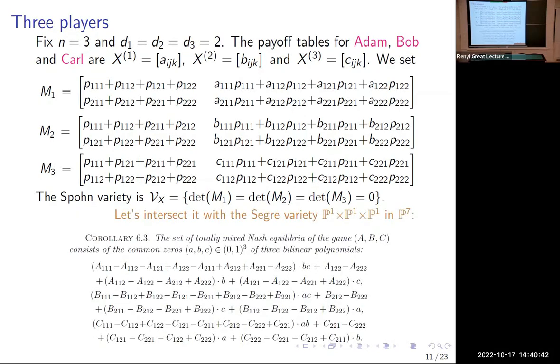Now, to get the Nash equilibria, we intersect with the 3-dimensional Segre variety. Rank 1 tensors, this was the thing I acted out. I acted out these 3 projective spaces in my P7. And this corollary is taken from the book from 20 years ago. So if we choose local coordinates on each of these lines, I'm going to call these local coordinates A, B, C, and the set of Nash equilibria are just the common zeros. This is just a way of reinterpreting this.